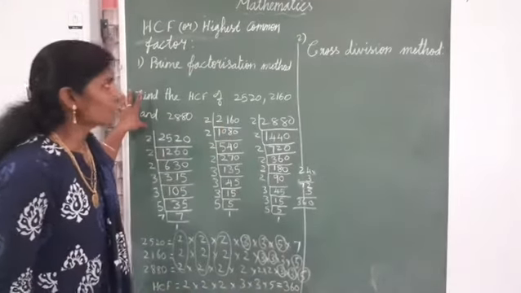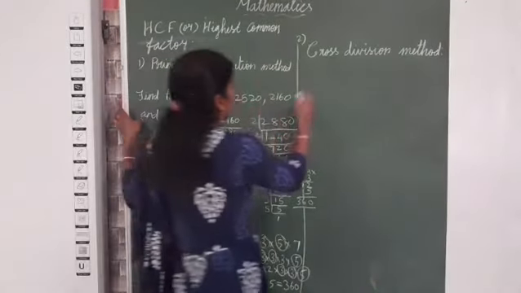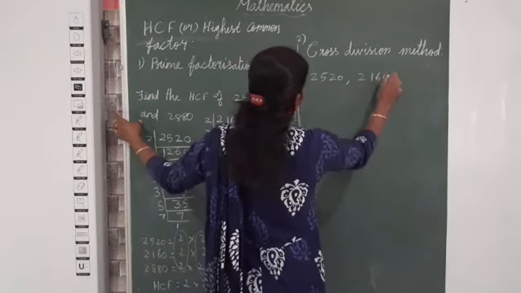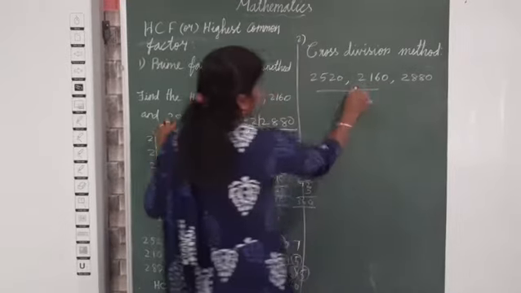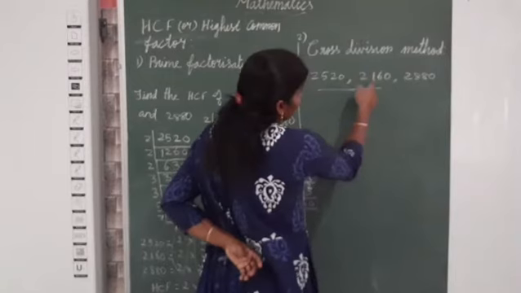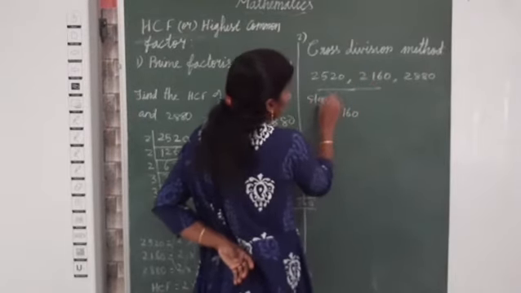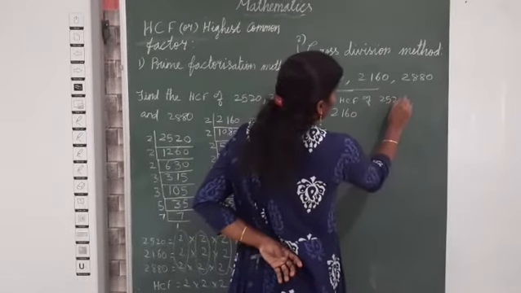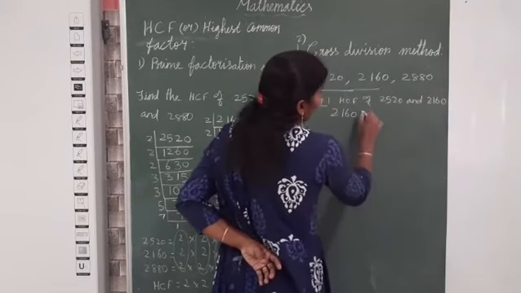Now this same question we can solve using the cross division method. Okay, now here we have three numbers, 2520, 2160 and 2880. We can take the first two numbers. Which is the small number, that is the divisor. Okay, 2160, this is step 1. HCF of 2520 and 2160.